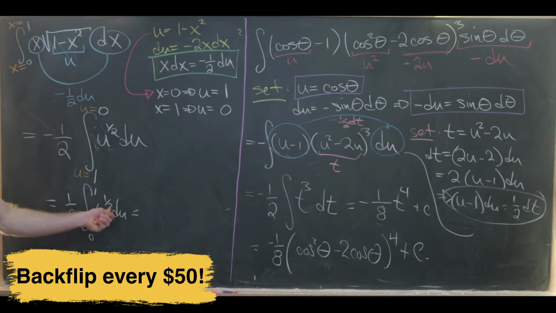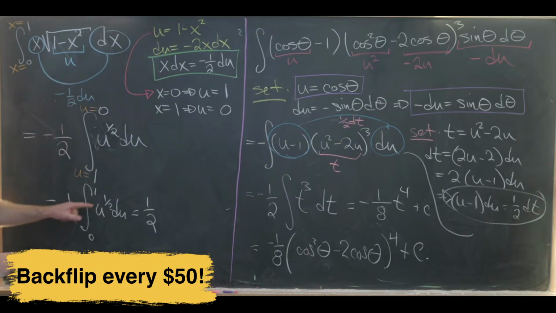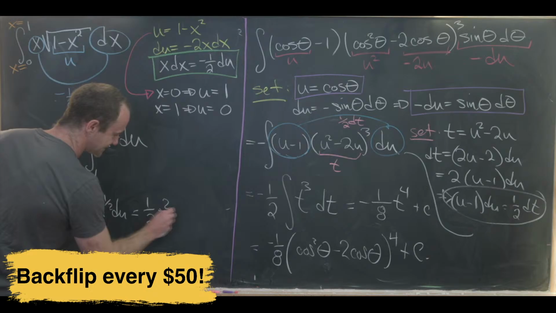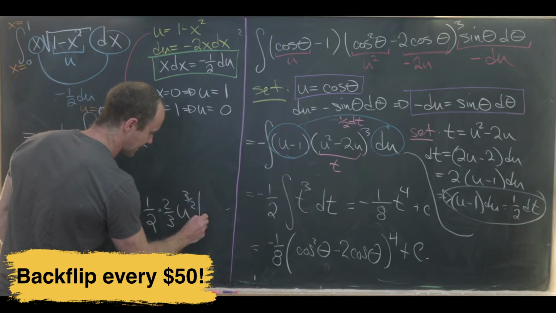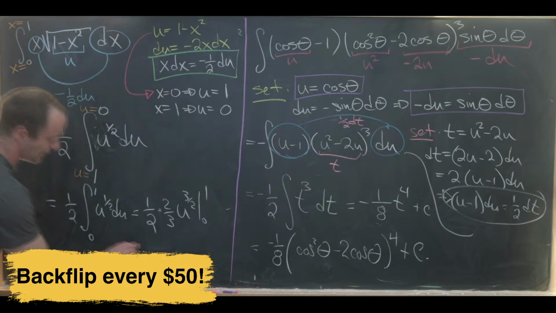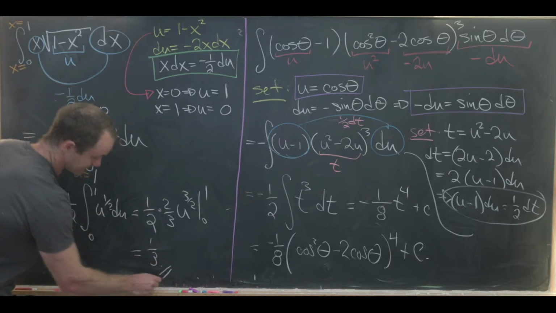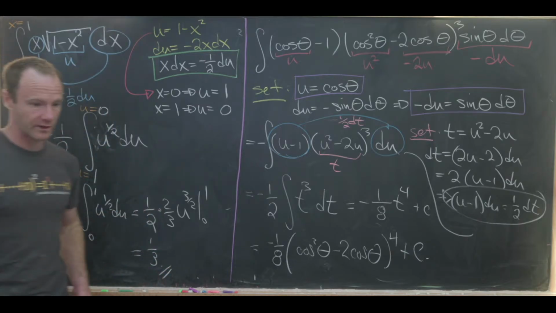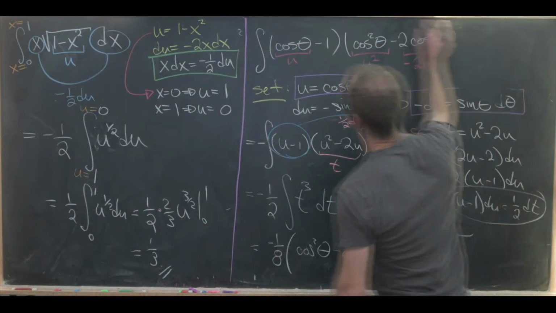So I increase the exponent by 1 and divide by the new exponent. I've got 1/2 that comes from here. Increasing the exponent by 1 is 3/2. Dividing by 3/2 is the same thing as multiplying by 2/3. U to the 3/2 evaluated from 0 to 1. Evaluating at 0 gives me 0, evaluating at 1 gives me 1, so I really just get 1/2 times 2/3, which is 1/3.